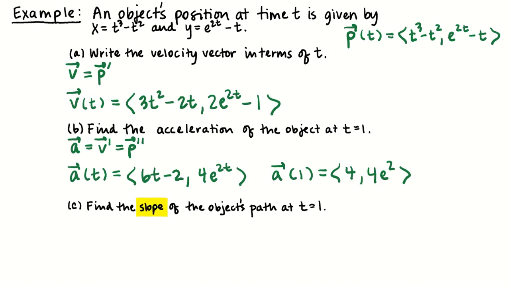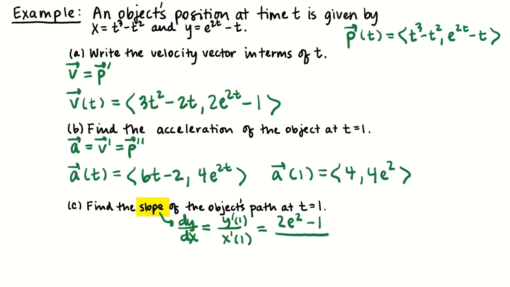Okay. Now, the slope of the object's path, that's going to be dy/dx. You see slope, that means dy/dx. And we know that's equal to y prime over x prime. But we already have y prime over x prime in the velocity vector. And if I want it at t equals 1, I'm going to have y prime of 1 divided by x prime of 1. So I can just do that first. Over here, y prime of 1 equals 2e^(2 times 1) minus 1, right? I got it from right there. That's the y component of the velocity. That's also dy/dt.